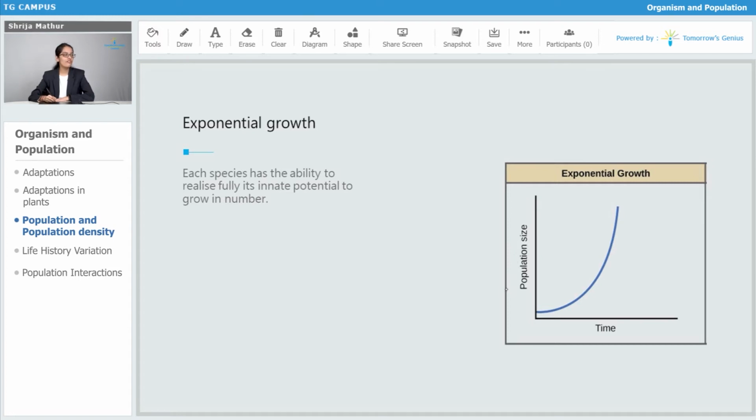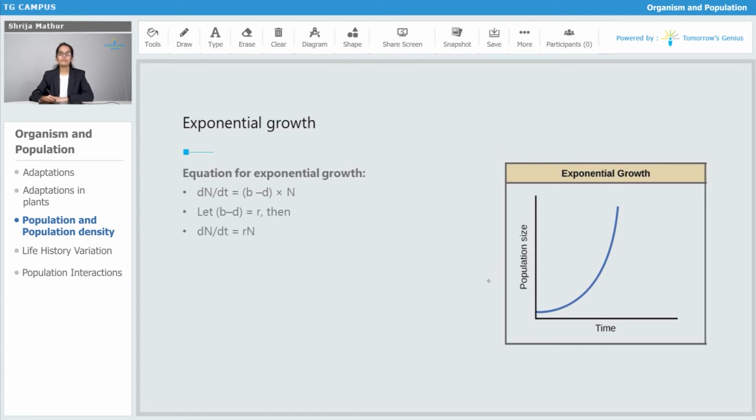You can see the graph also, the population size versus time graph. It is exponential, just growing and growing. What is the equation? dN/dt = (b - d) × N. dN/dt is the change in population density over a small time span. b - d = r, meaning birth rate minus death rate. dN/dt = rN.